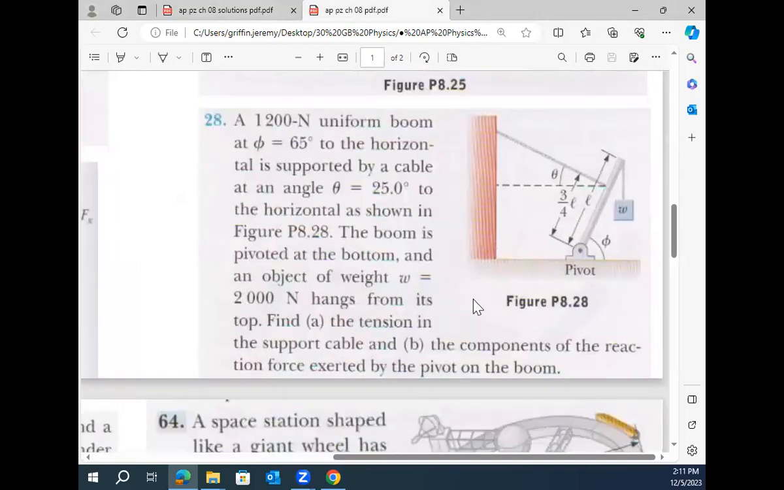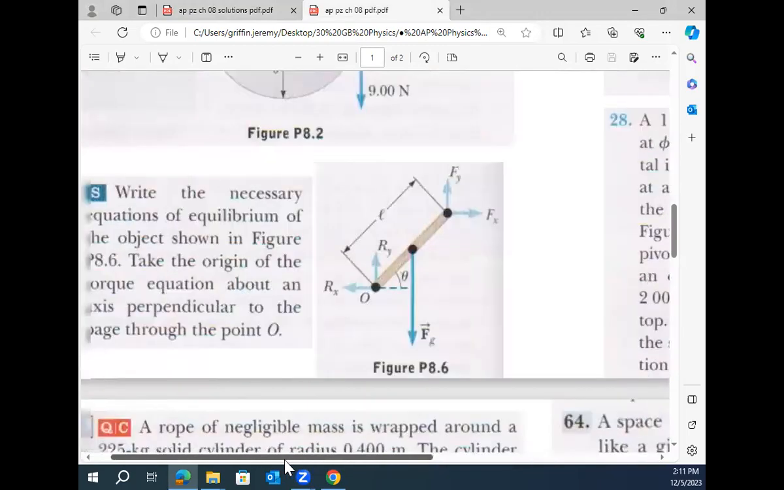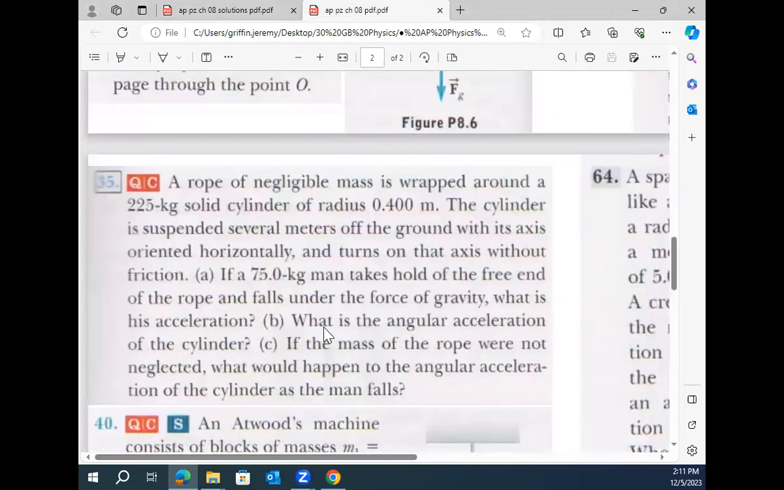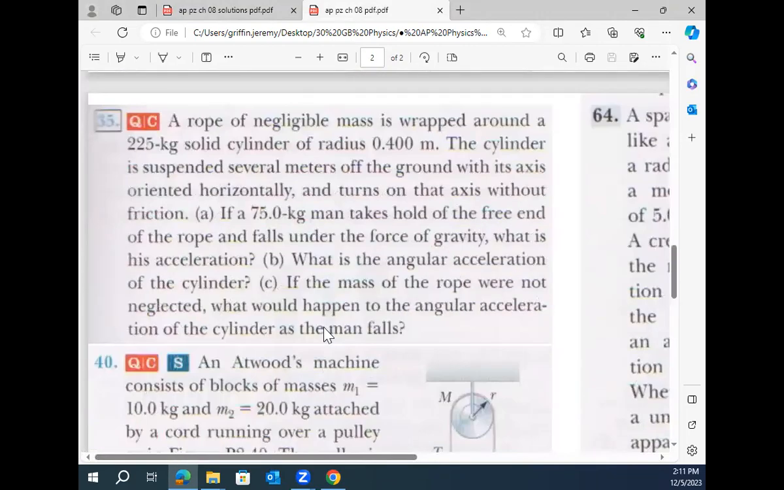Okay, so that one looks pretty fun. That could be a good challenge if you want to try that one out. The next one I circled is number 35. Now, this one we're about to do is related to tomorrow's lab. So a rope of negligible mass is wrapped around a 225 kilogram solid cylinder with radius 0.4 meters. Already I'm thinking, I remember from that rotational inertia table, the rotational inertia of a solid cylinder rotating about its central axis is 1/2 mr squared. I think that's what they're setting up here. There's M, there's R. Okay, put it all together.